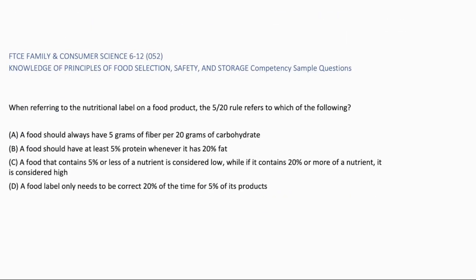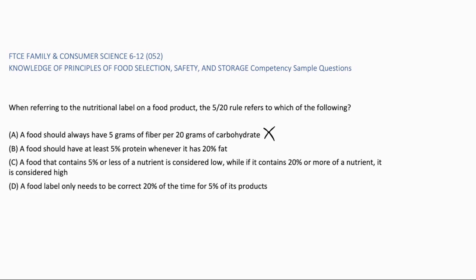When referring to the nutritional label on a food product, the 5-20 rule refers to which of the following? A, a food should always have 5 grams of fiber per 20 grams of carbohydrate. B, a food should have at least 5% protein whenever it has 20% fat. C, a food that contains 5% or less of a nutrient is considered low, while if it contains 20% or more of a nutrient, it is considered high. Or D, a food label only needs to be correct 20% of the time for 5% of its products.